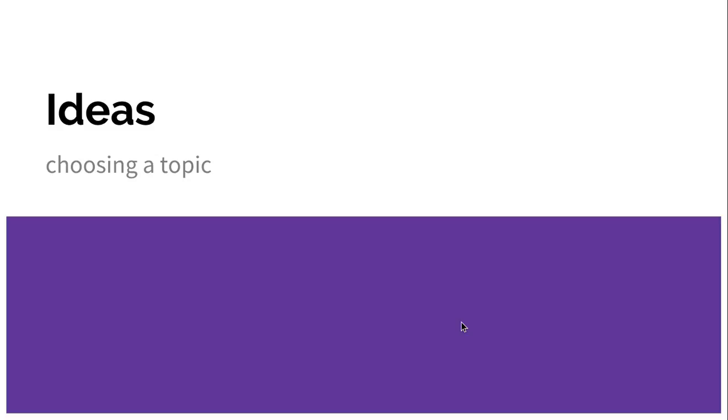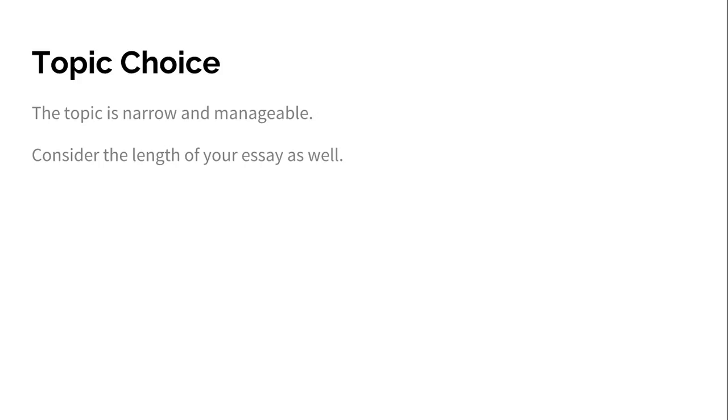We are using the 6+1 Writing Traits rubric to grade our essays. And the first section we're going to talk about is the ideas section of the rubric. In the ideas section, we're going to also talk about choosing a topic. So the topic should be narrow and manageable.